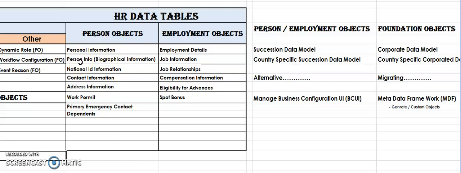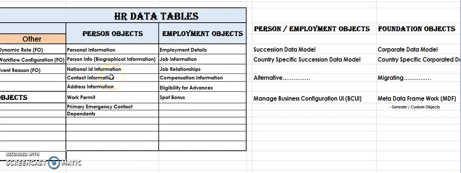Person info is nothing but the biographical information, birth related information of an employee, and national ID information. National ID information is, suppose we are implementing SuccessFactors in India, the Aadhaar card and PAN card details. For example, in the US we will have the SSN ID. Those details are captured in this national ID information.